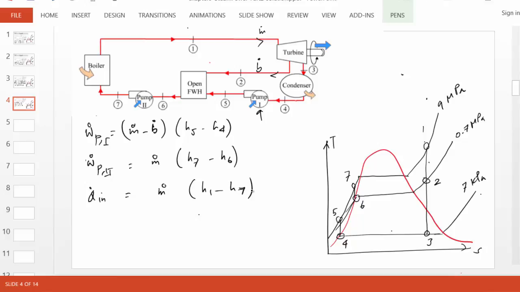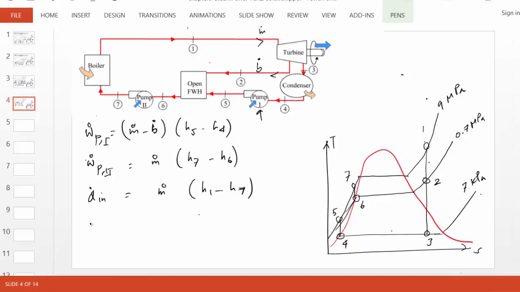So we have energy transfer in each device. Now we have derived the formula for each of them. But finally, how do we figure out what b dot should be? That comes through the energy equation for the open feed water heater. What happens there? The energy that comes in is going out. There is no heat or work transfer. So it's a very simple equation.